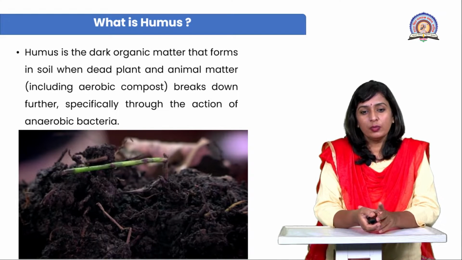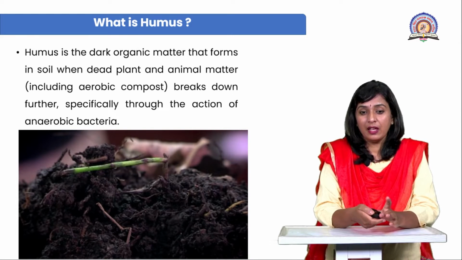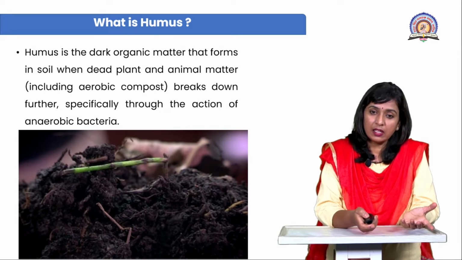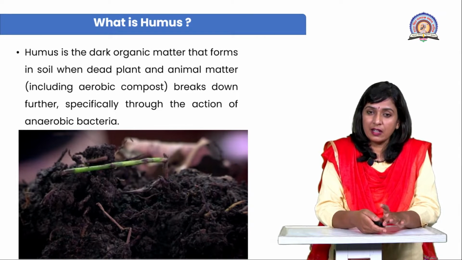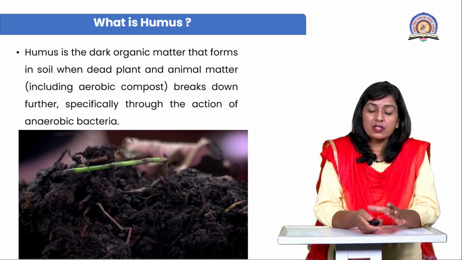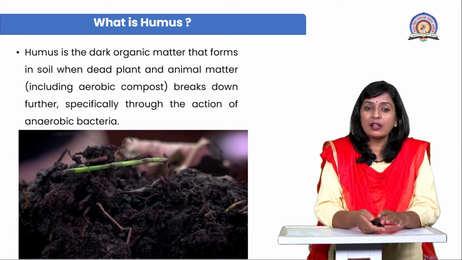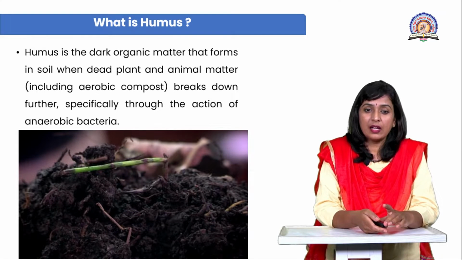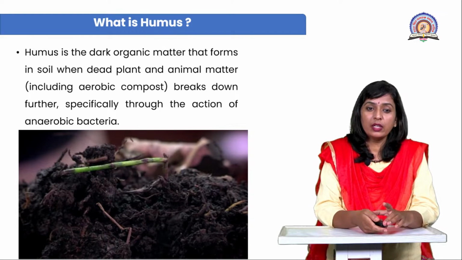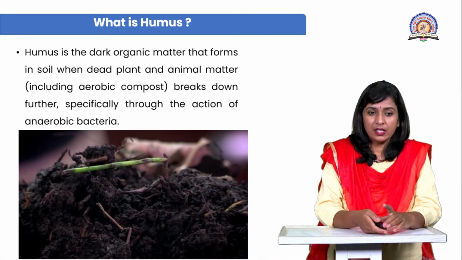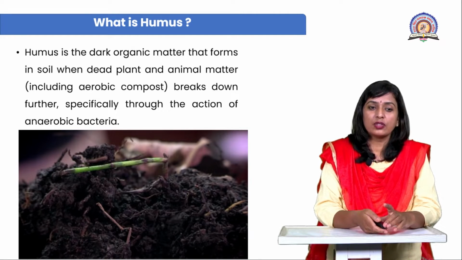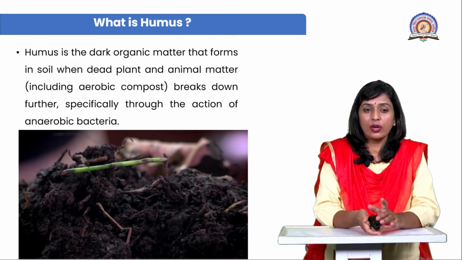So what is humus? Why do we call something humus? Will we call any compost, any manure, humus? No. So what is humus? Humus is nothing but a dark organic matter that forms in the soil when dead plant and animal matter, including aerobic compost, breaks down further, especially through the action of anaerobic bacteria. Whatever is formed, that is called humus.